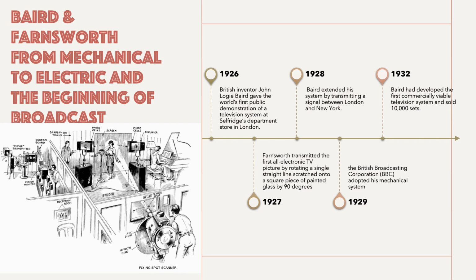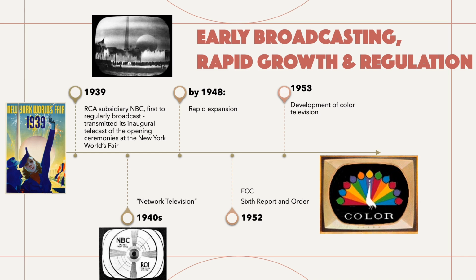By 1929, the British Broadcasting Corporation, still known as the BBC, adopted Baird's mechanical system, and by 1932, Baird had developed the first commercially viable television system and was selling sets, and sold about 10,000 in that year.